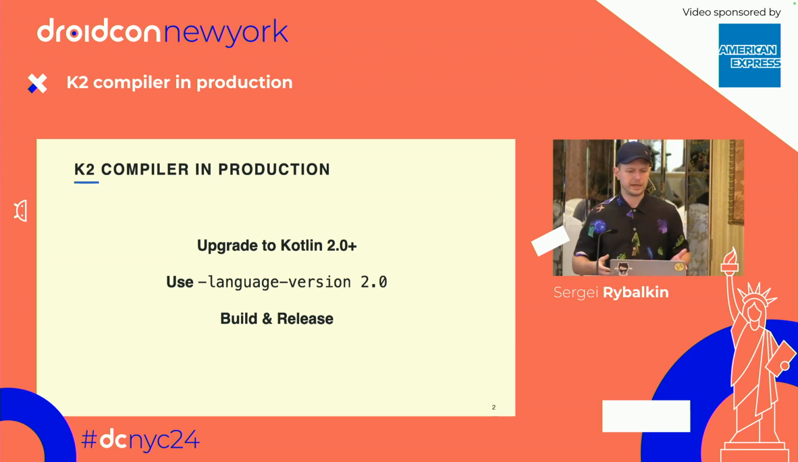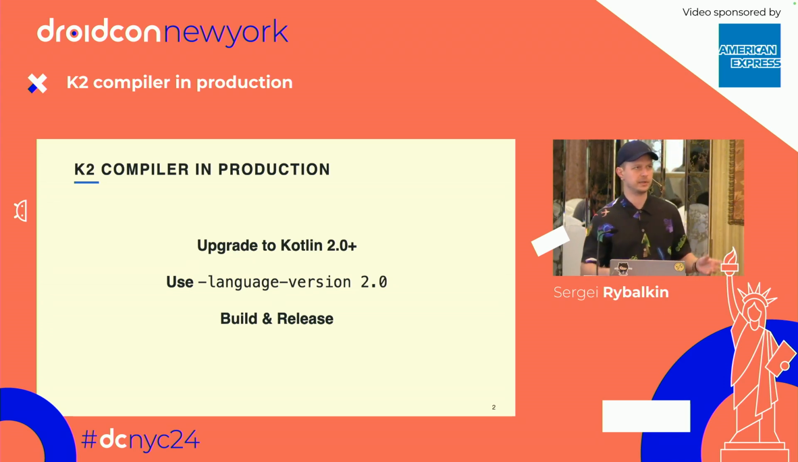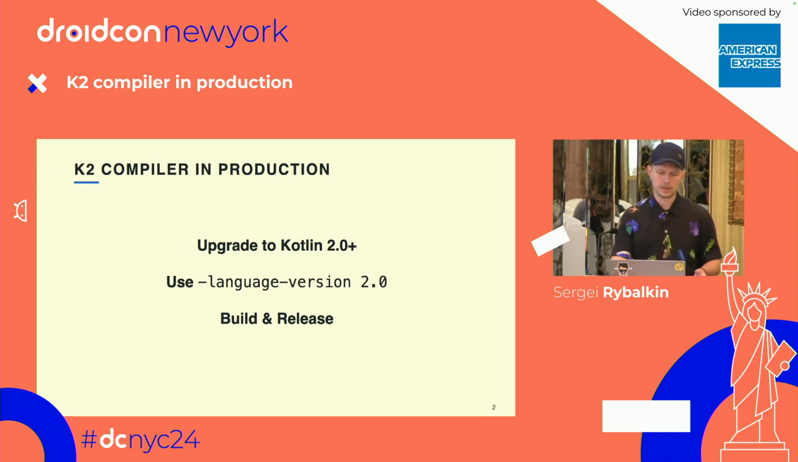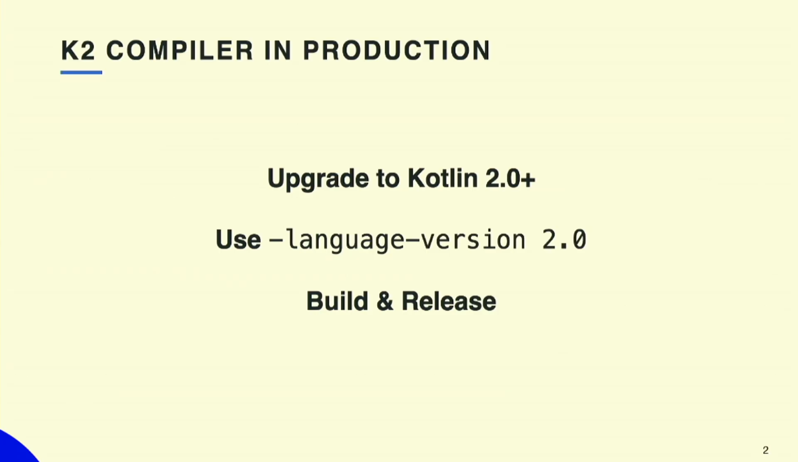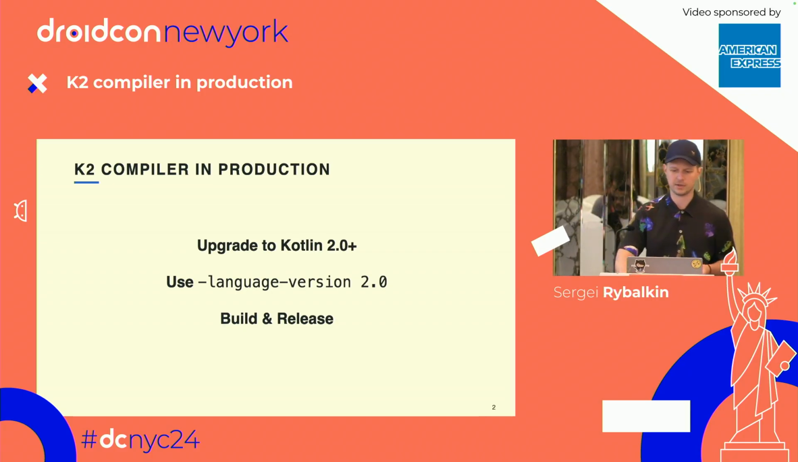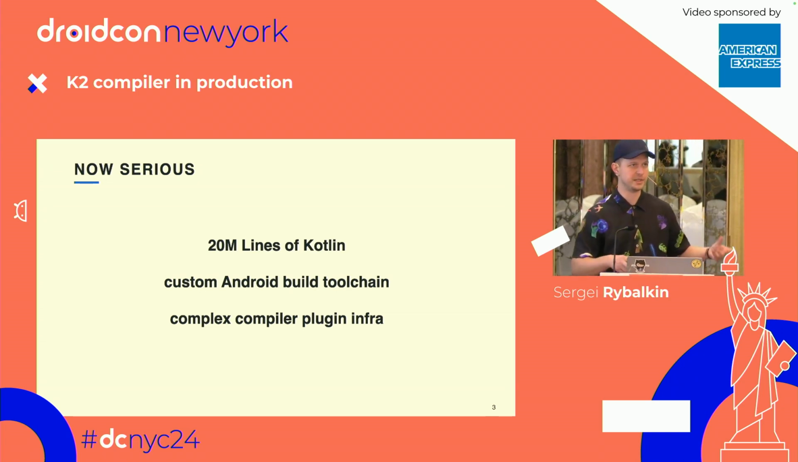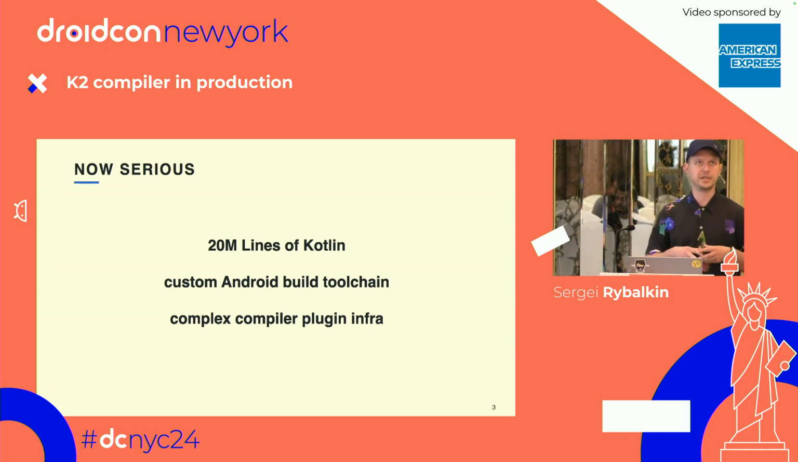In a nutshell, it should be easy: upgrade to Kotlin 2.0 and beyond, use the default language version 2.0, build, then release. That's fine. This is the algorithm, at least this is what the migration guide says to us. But seriously, I want to walk you through the challenges and the reasons why we started this journey almost 2-3 years ago.